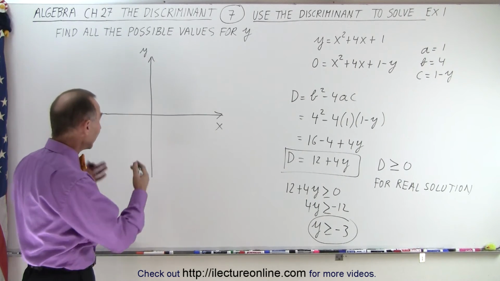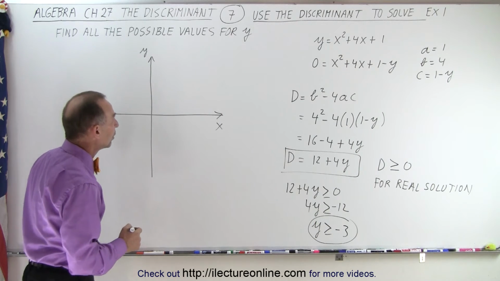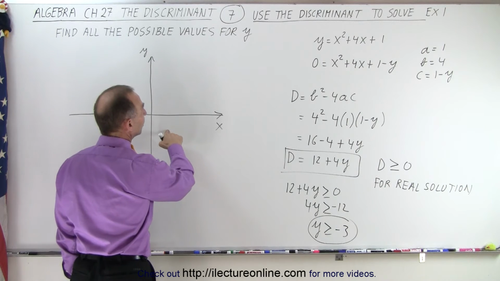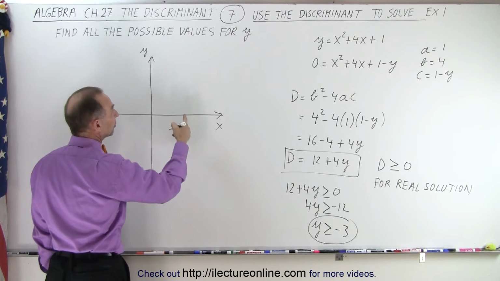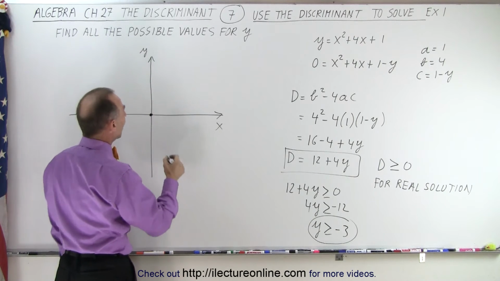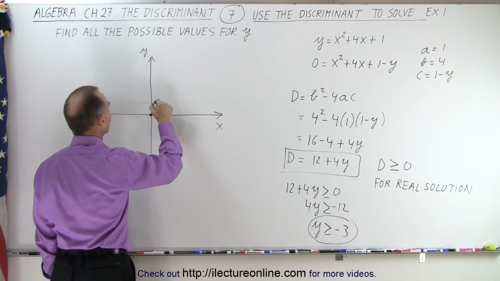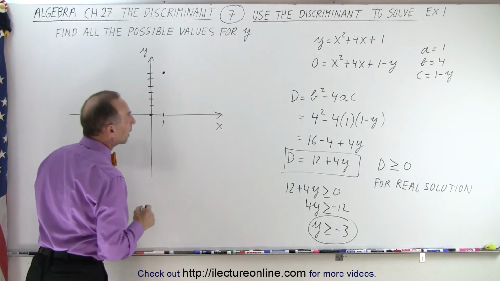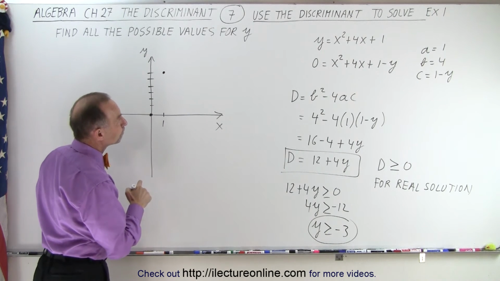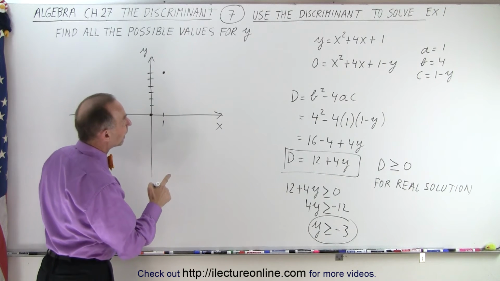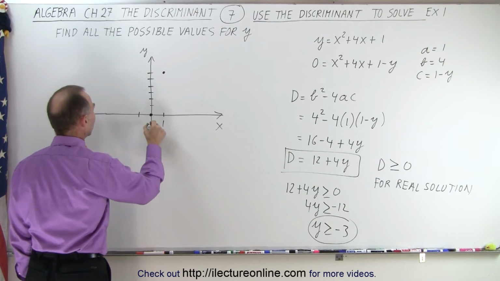Now let's see why that is so when we graph this equation. First of all, we'll plug in some values. When x is equal to 0, y is equal to 1. When x is equal to 1, y is equal to 6. So that's 1, 2, 3, 4, 5, 6. That would be right here. When x is equal to negative 1, y is equal to negative 2. That would be over here.